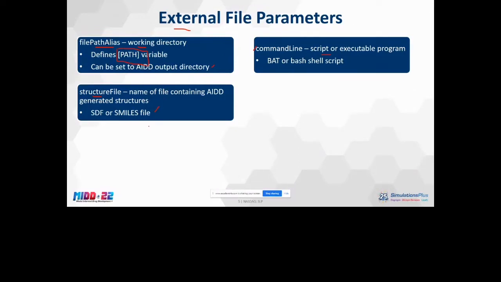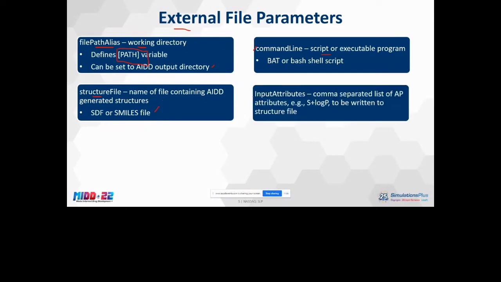So this is generated by AIDD. These are the candidates from each iteration. Then you can also output parameters from ADMET Predictor, such as S plus log P or other descriptors, and they'll come out in this file, and maybe your script would use those parameters.